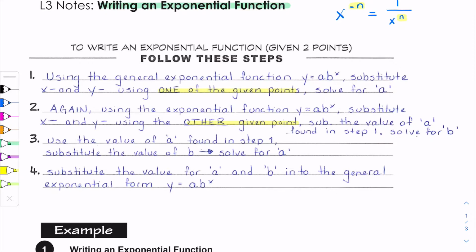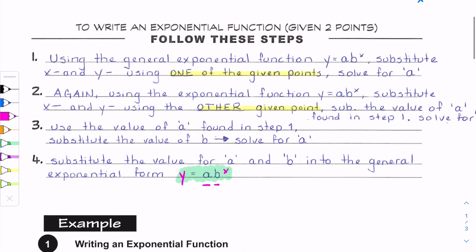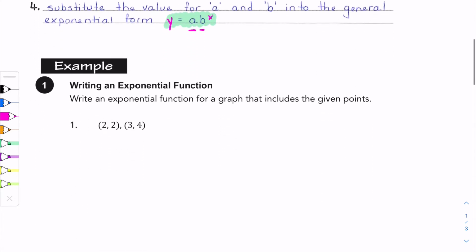And lastly, step 4, you substitute the value for a and b into the general exponential form. When you write your final answer of exponential form, you should only be substituting in a value for a and b. X and y always remain as x and y, as they do for every function that we've been doing this year. So take a moment, write those 4 steps down. You might need to pause this, and I'm going to go over example number 1.